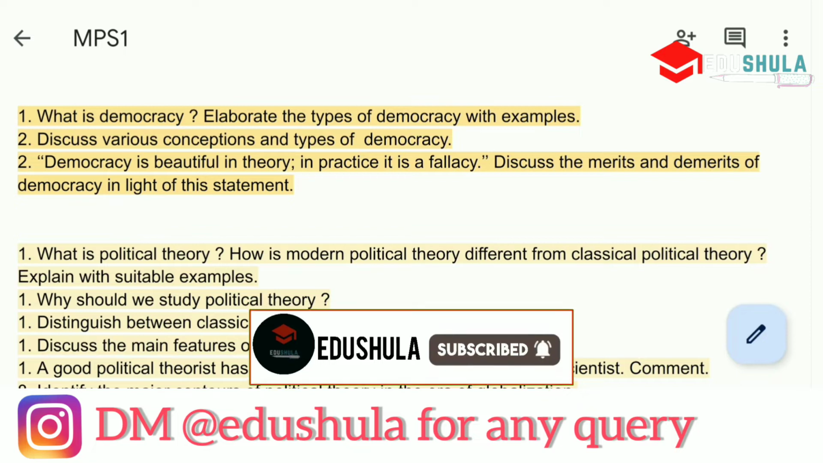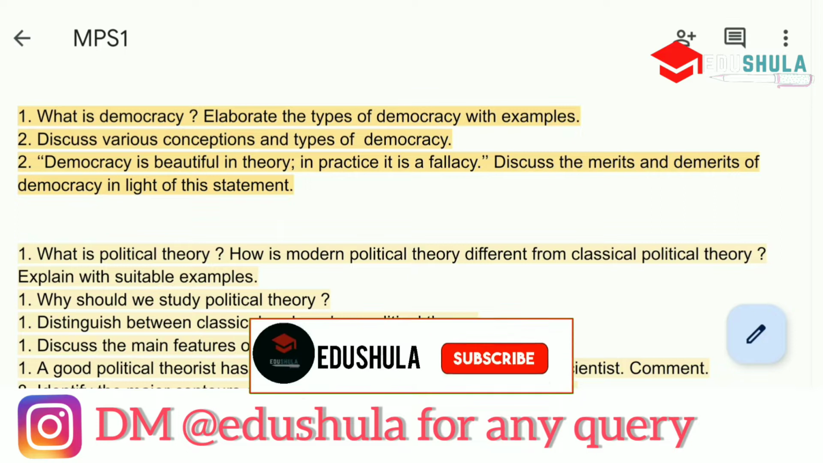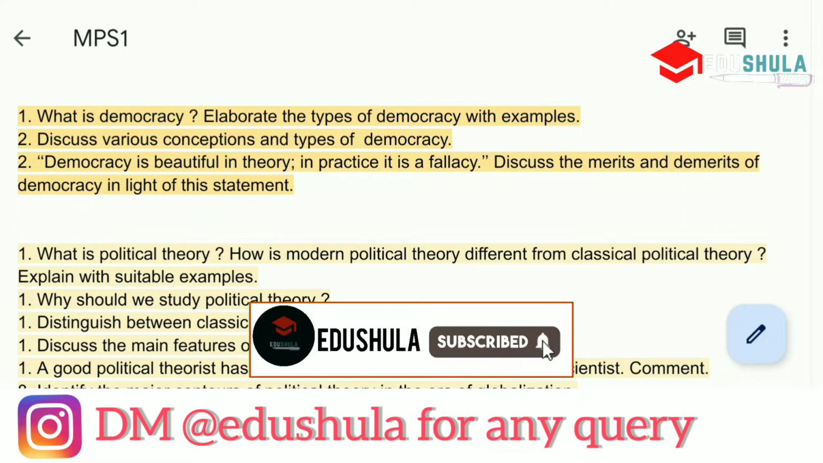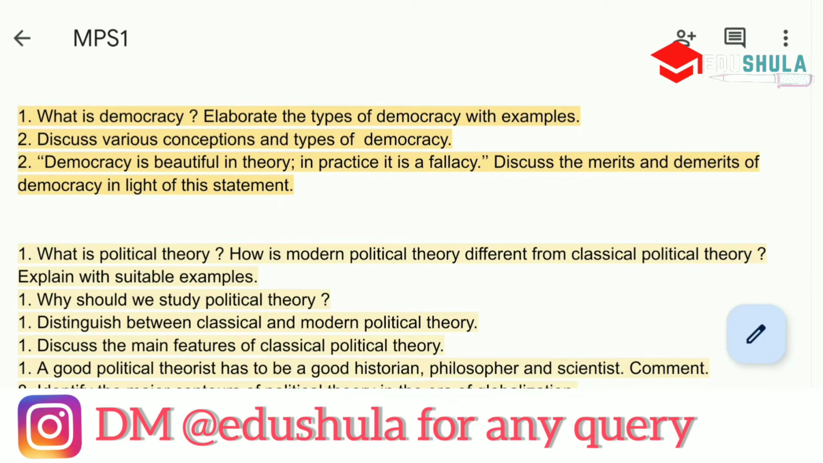आज हम देखेंगे MPS 001 के इम्पॉर्टेंट क्वेश्चंस जो कि जून 2022 के लिए इम्पॉर्टेंट है। तो वीडियो को शुरू करते हैं। MPS 001 पॉलिटिकल थ्योरी इम्पॉर्टेंट क्वेश्चंस। What is democracy? Elaborate the types of democracy with examples. Discuss various conceptions and types of democracy.